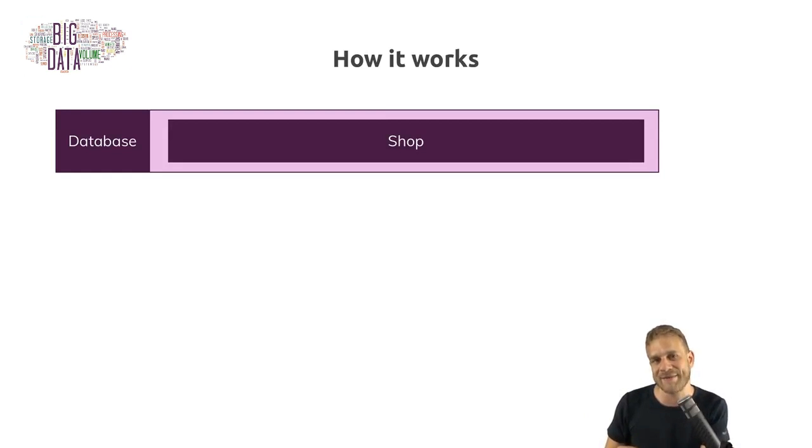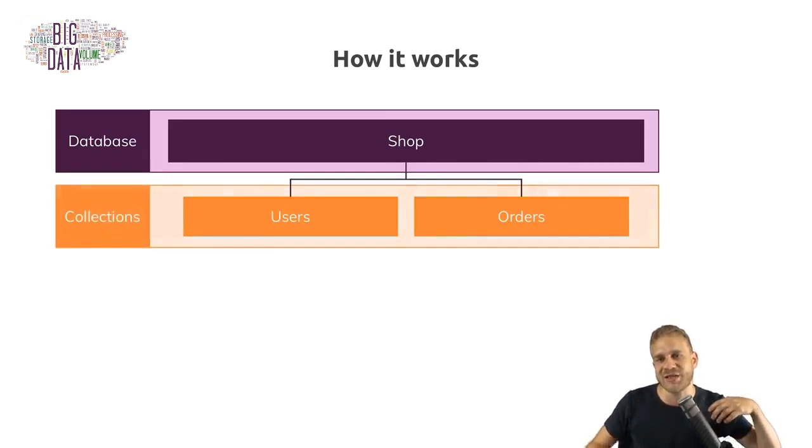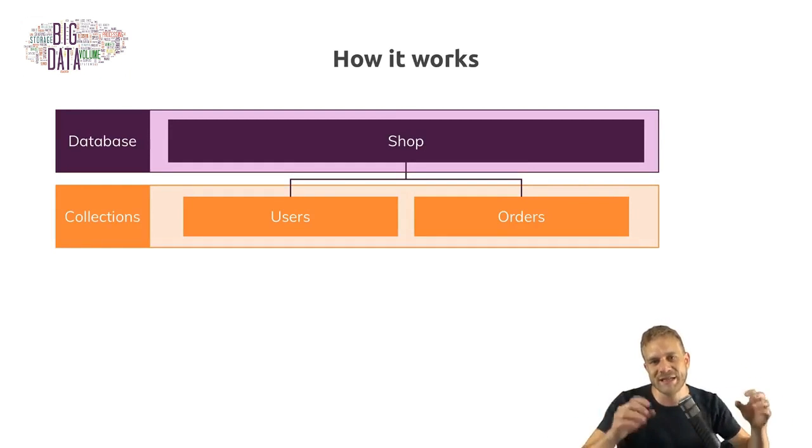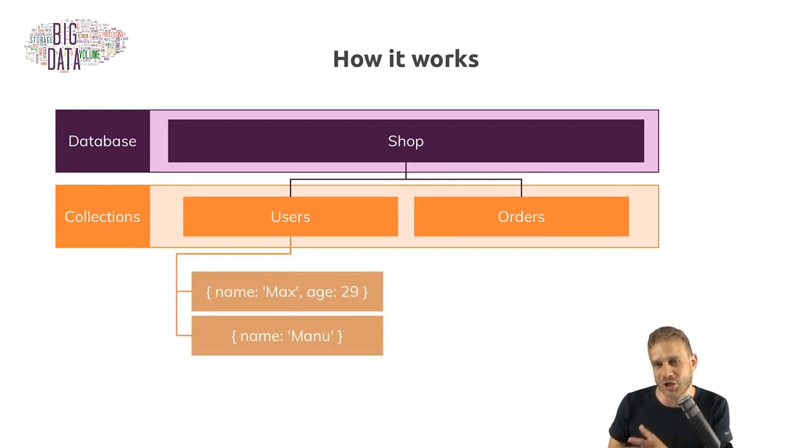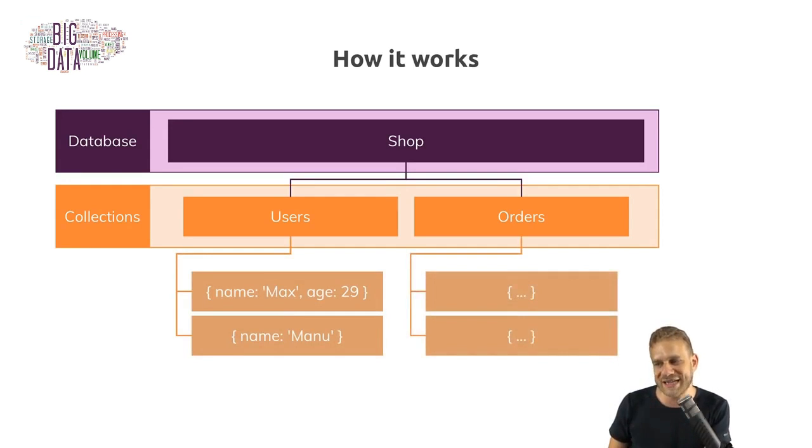Now, in that database, we then have something called collections. We might have a users and orders collection. If you're coming from a SQL world, collections would be tables. So collections are basically the parts of our database where we put our data into. Now, the data itself would be a row or entry in a SQL database. In MongoDB world, we're talking about documents, which look something like this.